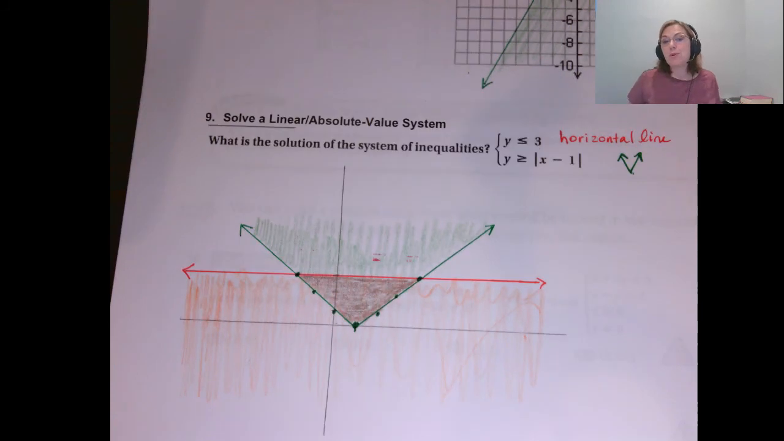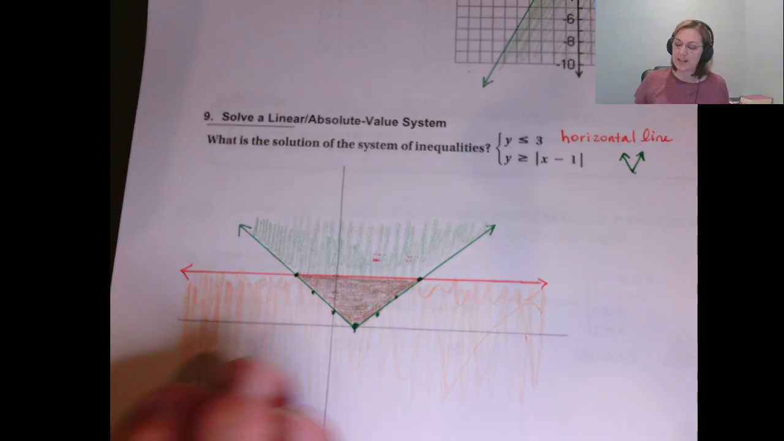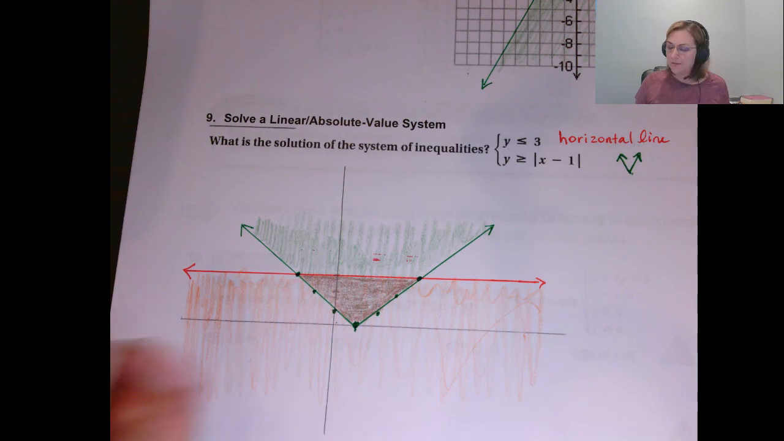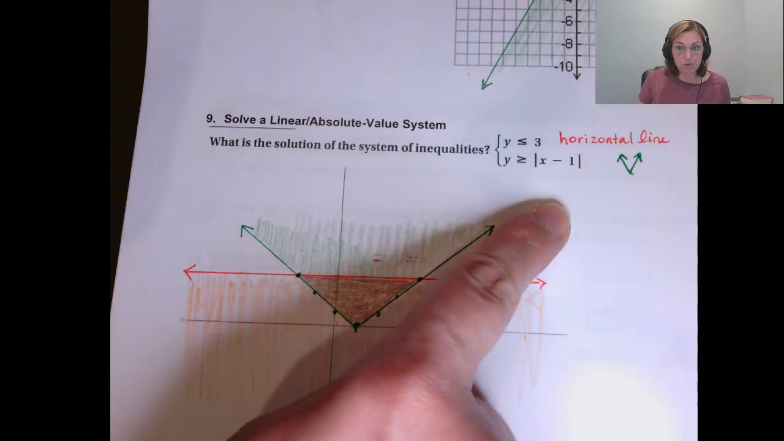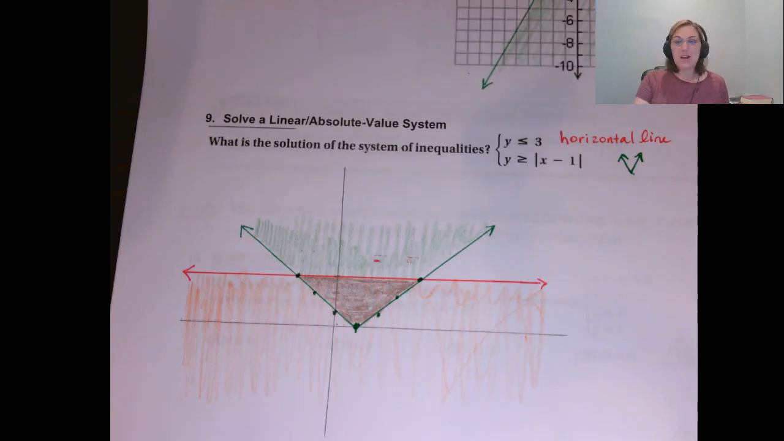Remember, every point in this shaded section is a solution to the system. So we could easily pick out some points in here, like 1, 1, and it would be true in both of the inequalities. So I hope that helps with our system of inequalities here.